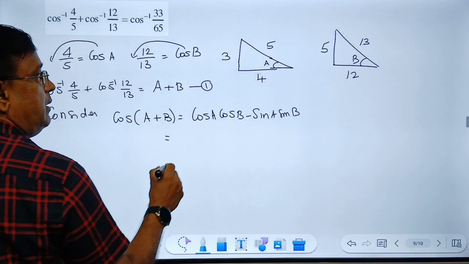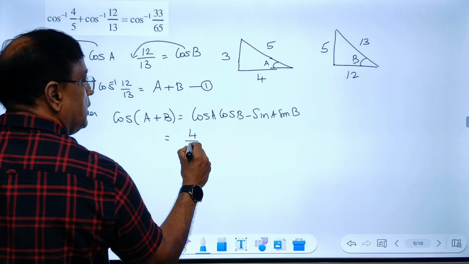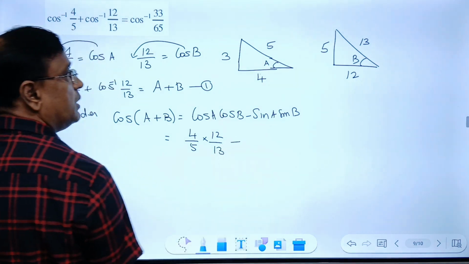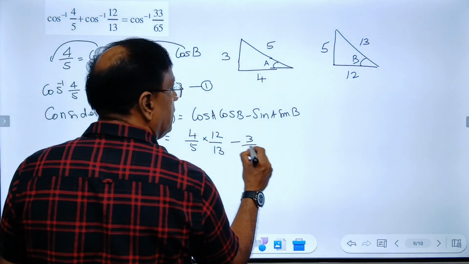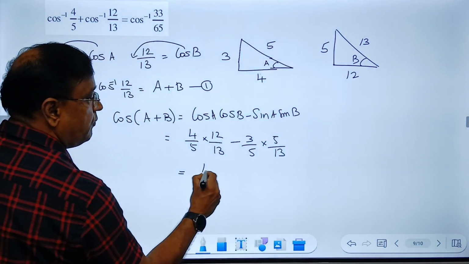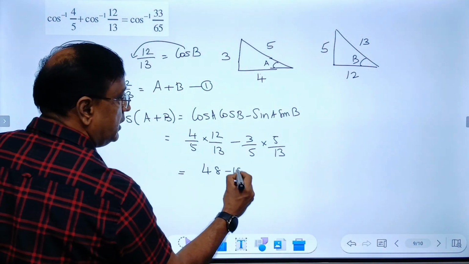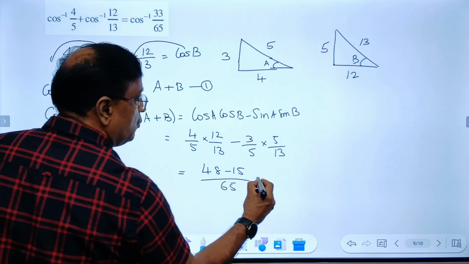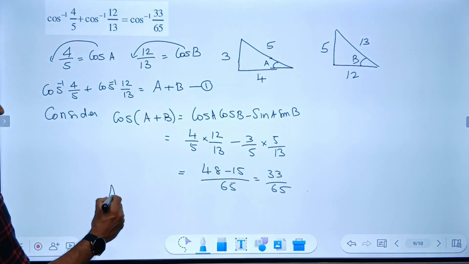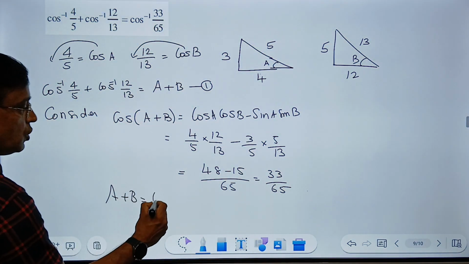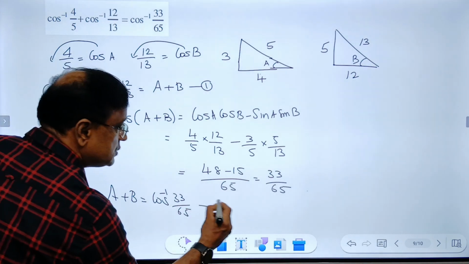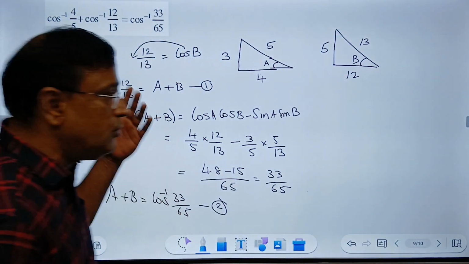Now what is cos A? Cos A is 4 by 5 and cos B will be 12 by 13, minus, what is sin A? 3 by 5 and sin B is 5 by 13. So this will be 48 minus 15 by 65, which happens to be 33 by 65. Therefore, what is A plus B? Cos inverse of 33 by 65. Call this as 2. Now, what do you say from 1 and 2?